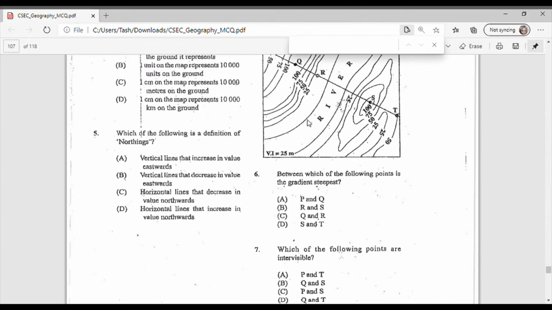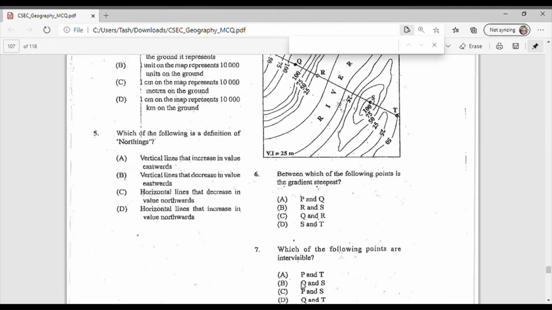Q and S, Q is at 100 meters, S is at 100 meters, so that means if we're standing at Q, we could see exactly where S is without anything blocking our vision. So it looks like the answer for number 7 is B. Let's just look at the others just the same.